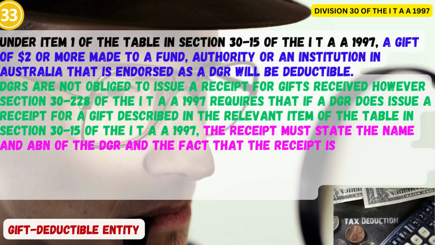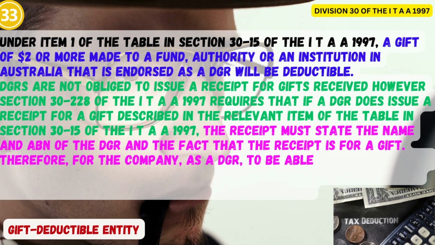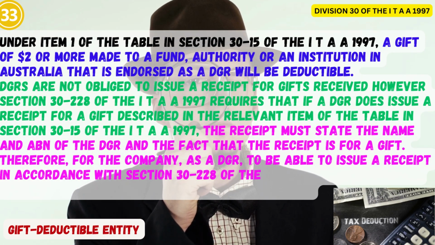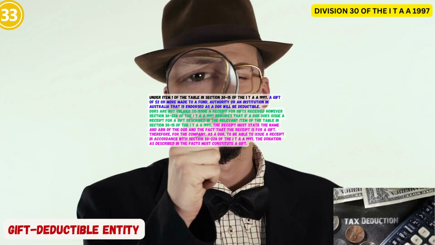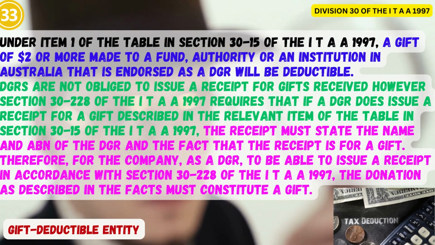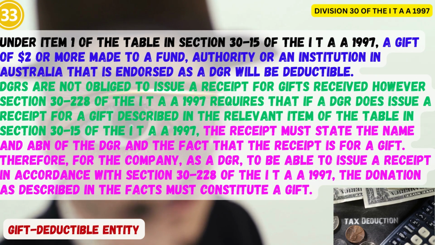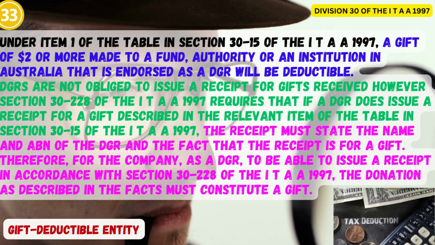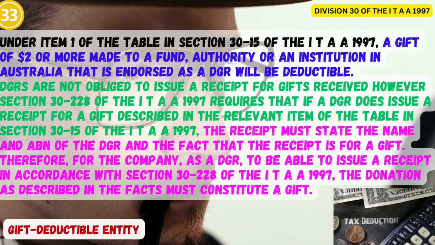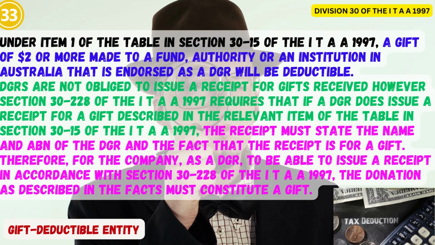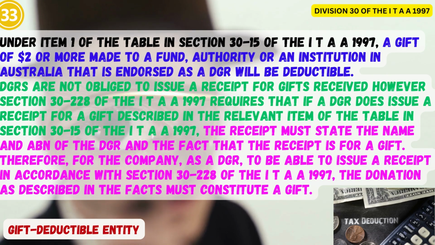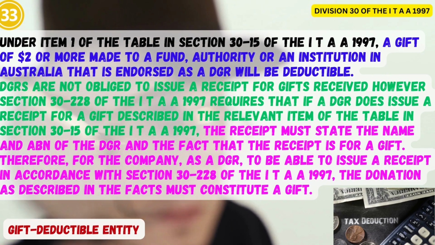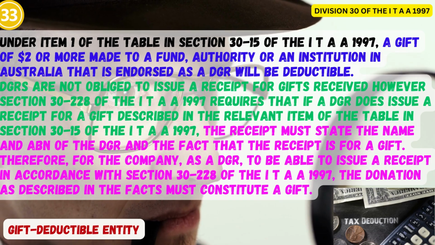However, Section 30-228 of the ITAA 1997 requires that if a DGR does issue a receipt for a gift described in the relevant item of the table in Section 30-15 of the ITAA 1997, the receipt must state the name and ABN of the DGR and the fact that the receipt is for a gift. Therefore, for the company, as a DGR, to be able to issue a receipt in accordance with Section 30-228 of the ITAA 1997, the donation as described in the facts must constitute a gift.